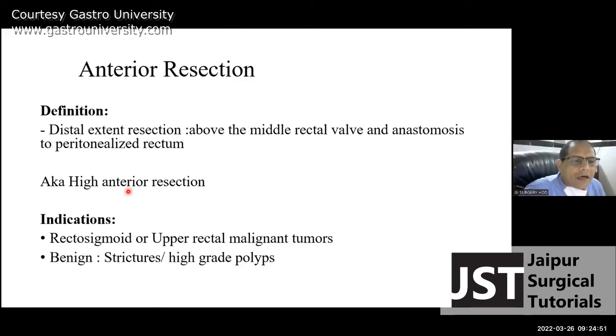Nisha, can I interrupt you here? Yes, sir. So what do you mean by high ligation of IMA and IMV? Yes, sir. I'm defining it right in the subsequent slides. Yes, sir. I've written it up, sir.